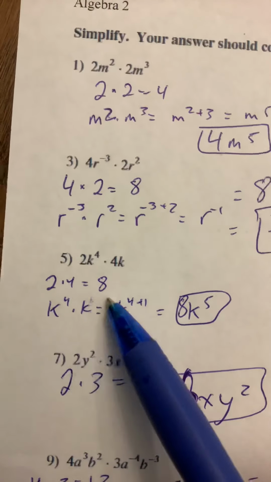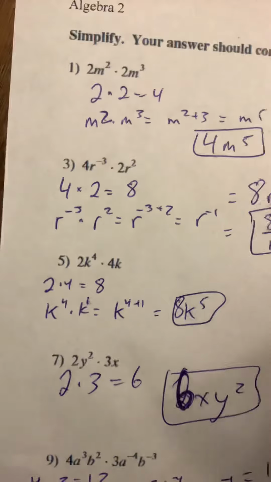So we got k to the fourth times k to the first. See, this is what happens. I let my daughter use my pen, and now it's not writing.